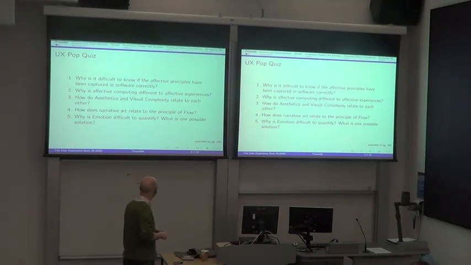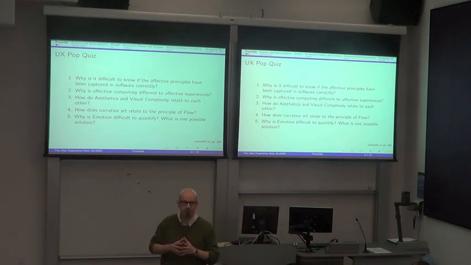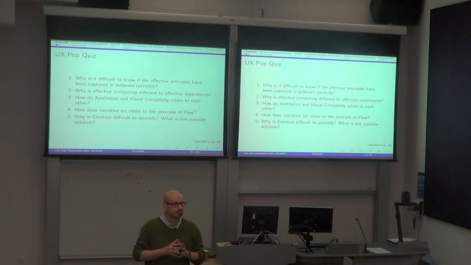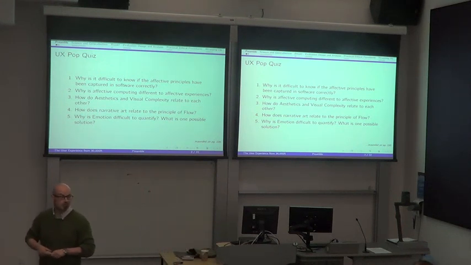possibly. Why is emotion difficult to quantify? What is one possible solution? Well, we know why emotion is difficult to quantify, because it's subjective. What's a possible solution? You could try to infer emotions from expressions, like looking at parts of the face. Very good. You could try to infer emotion from expressions by gaze detection, looking at facial expressions, facial recognition.